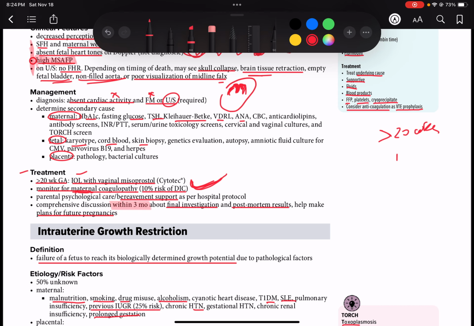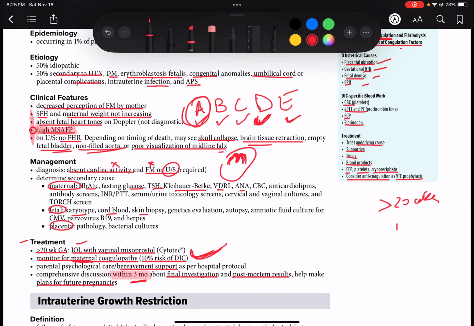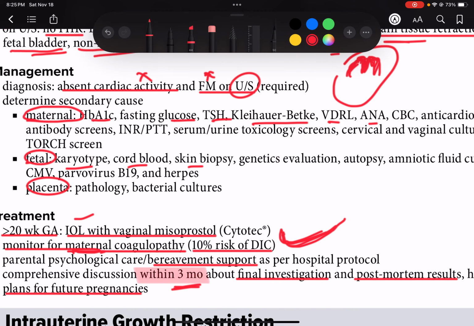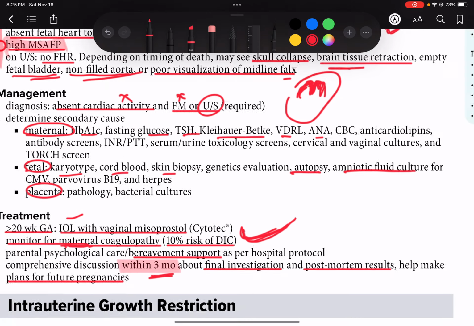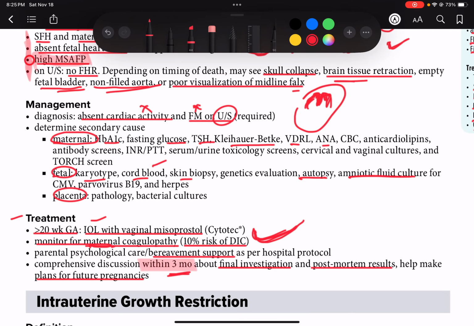And then after that, right there and then, you cannot discuss this, but there should be a comprehensive discussion within 3 months. Make sure you remember that within 3 months, there should be a comprehensive discussion about final investigation and post-mortem results. Help make plans for future pregnancies. So you're going to inform them about the reason. What was the reason behind it? As you sent over so many investigations, you sent over autopsy, amniotic fluid cultures and whatnot, baby's cord blood, and then karyotype.